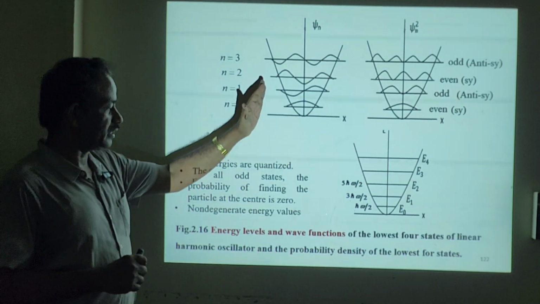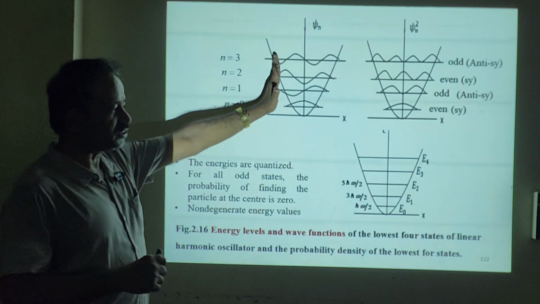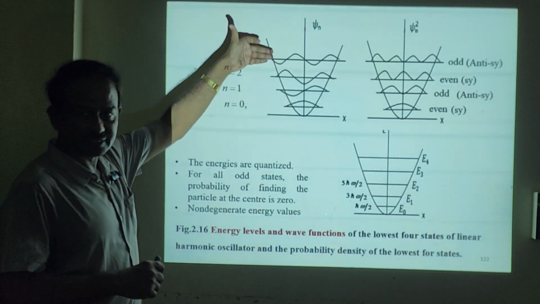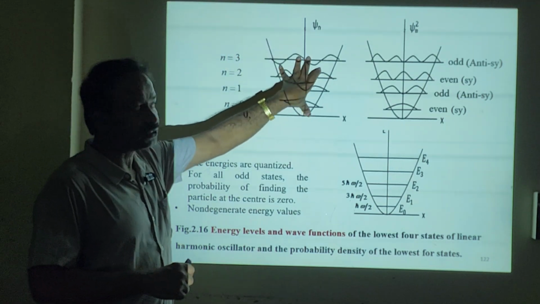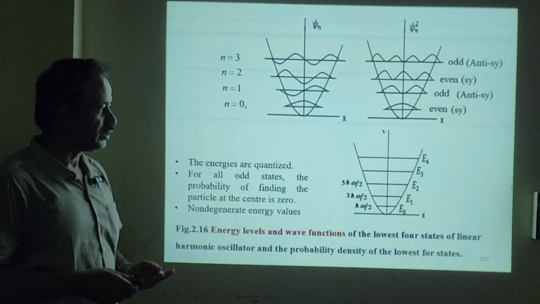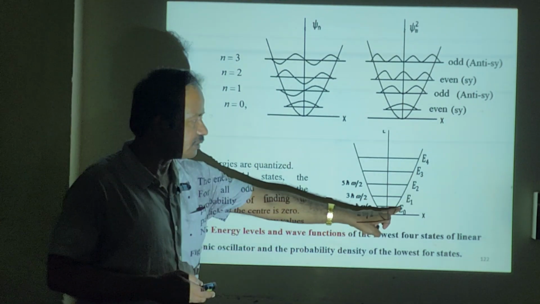So these are the energy level diagram and wave function for the first 4 states: ground state, first excited, second excited, third excited. This is for the wave function, and this is for the probability density function for the 4 states. It has been given. Any doubt? So E0 is the lowest one.